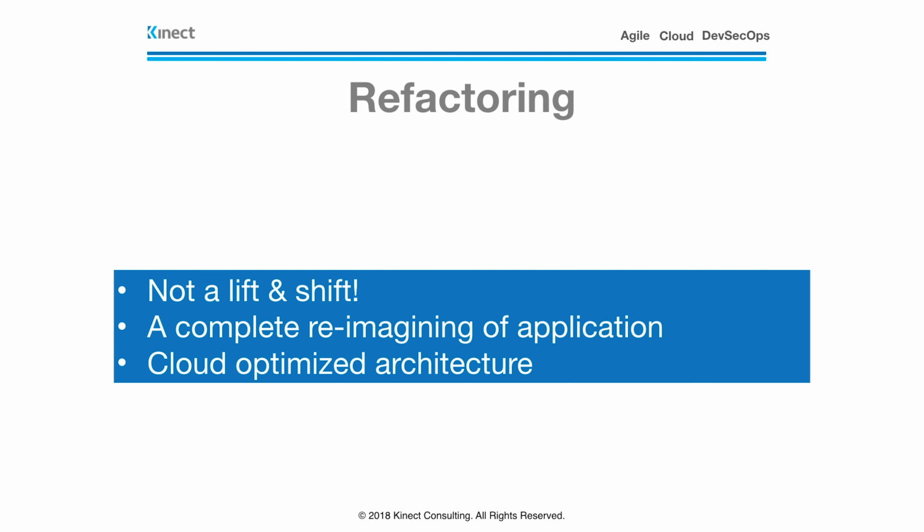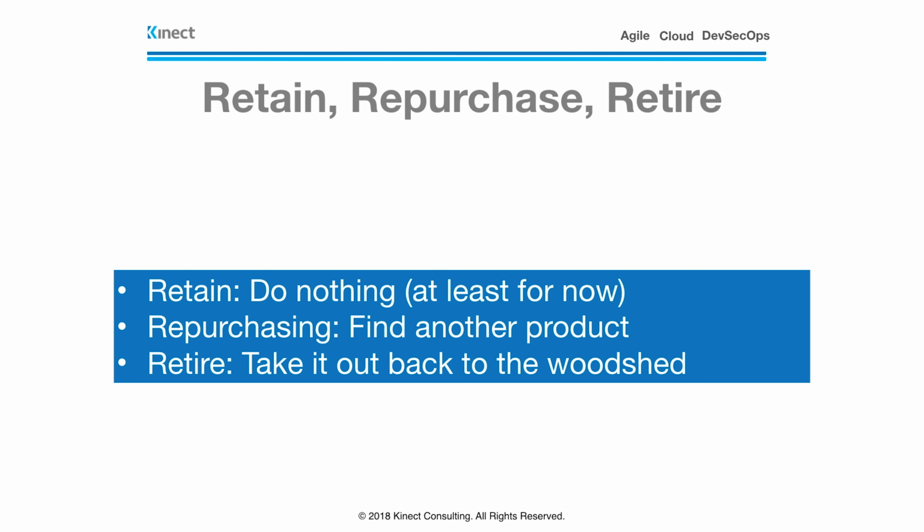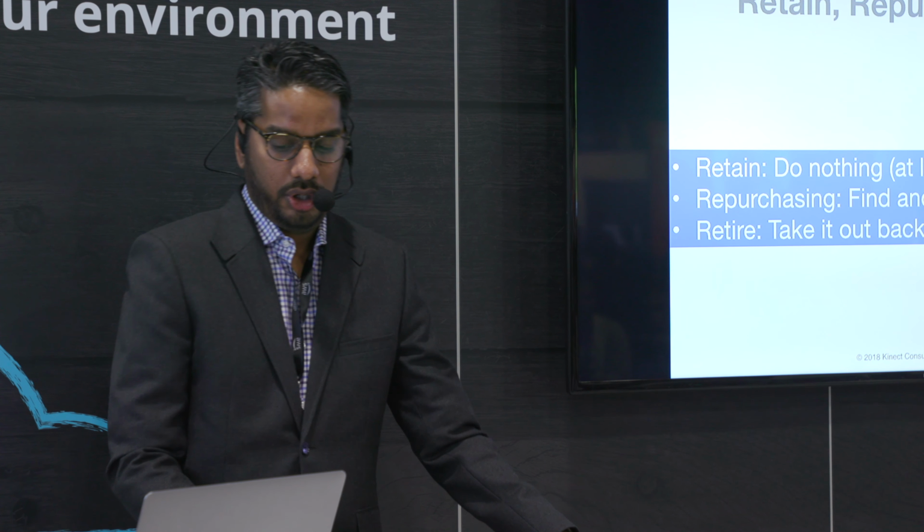Now, the other three I won't talk too much about: retain, repurchase, and retire. Retain is you do nothing. And this is used in cases where it's an environment such as an AIX server or a Solaris server where there's no equivalent to run. You need that server running. It's a legacy server, so you leave it running where it is, or you move it into a colo facility, or you downsize your rack and move everything else and leave that running.